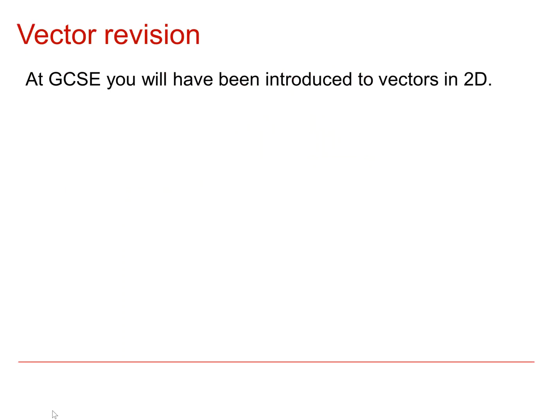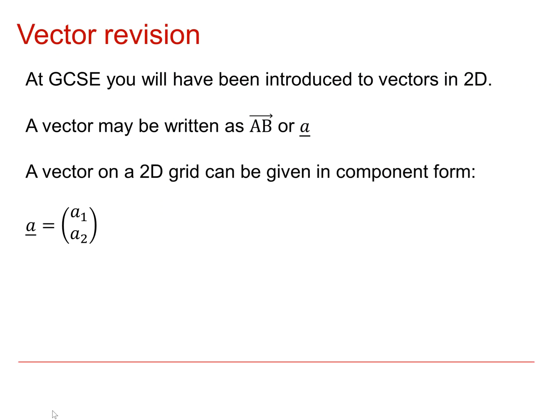You've already met vectors at GCSE. You'll already know that a vector may be written as AB with an arrow over it, indicating that you're moving from A to B, or it simply may be given a letter name. In 2 dimensions, we can write our vector in component form as a column vector. Like coordinates, x comes first and then y.